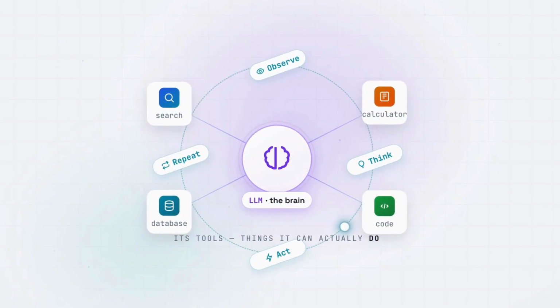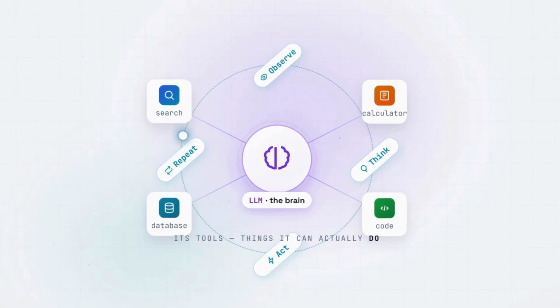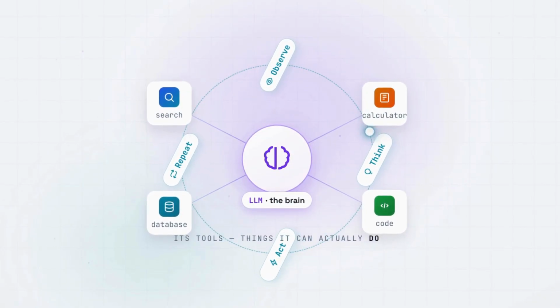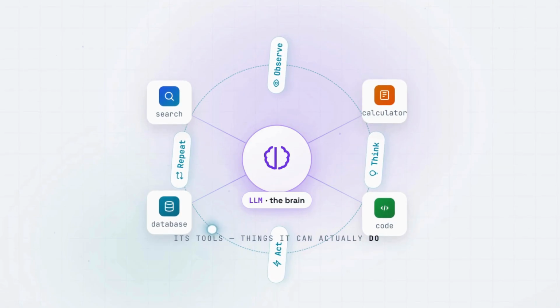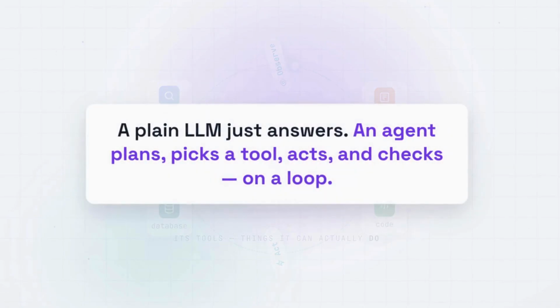But the part that makes it an agent, this little loop, it observes, thinks, makes a move, checks what happened, then decides what's next. So a plain LLM answers on instinct. An agent reads the question, makes a plan, works through it, and checks its work. Big difference.